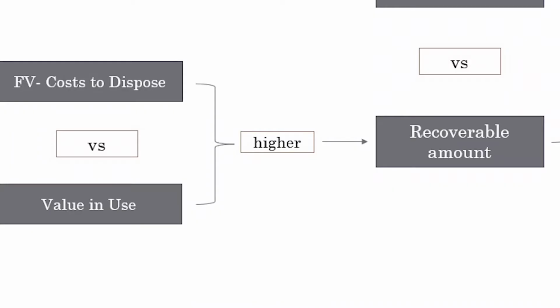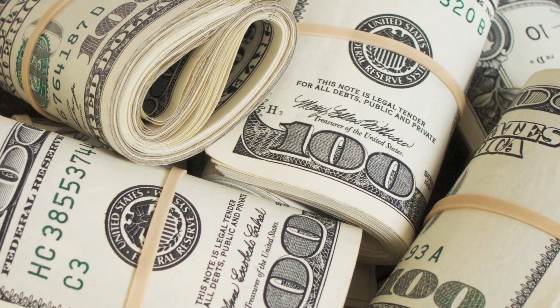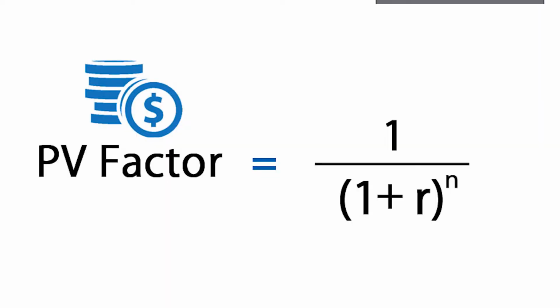The recoverable amount is the higher of fair value less cost to dispose and its value in use. Fair value less cost to dispose is market value less whatever expenses you need to incur to sell your asset, and value in use is the present value of the future cash flows of that asset. Your asset will generate cash inflows and cash outflows. If you discount these cash inflows and cash outflows to today's terms using a discount rate, then this will be your present value, and this is what is called your value in use.